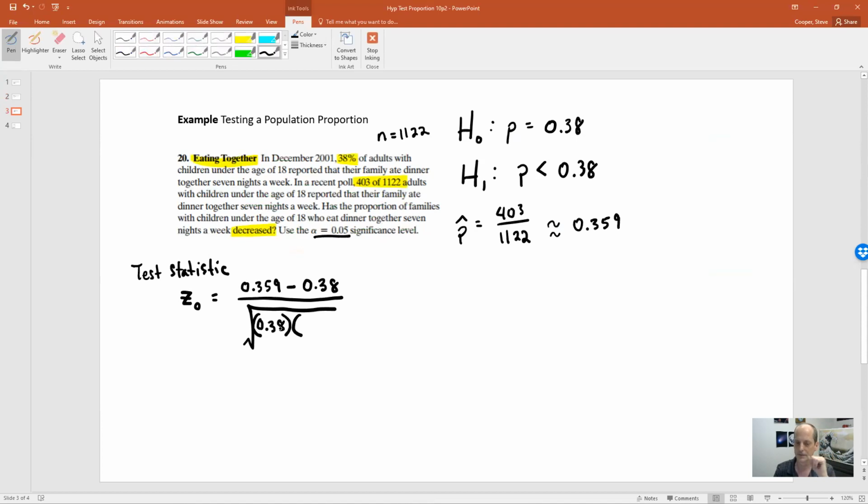Okay, I think we're all comfortable that 1 minus P naught would be 0.62. That's 1 minus 0.38. Divided by N, and that's 1122. Okay, this is all under the radical. Let me bring up the calculator here.